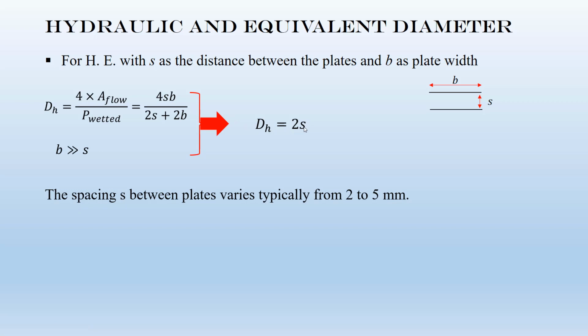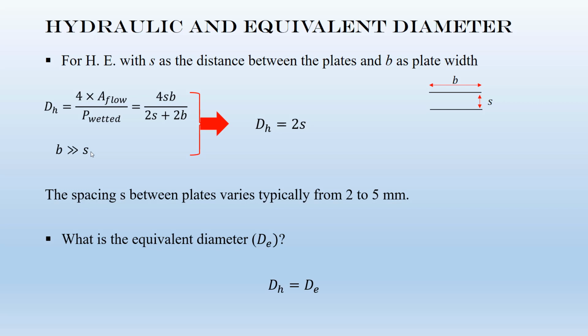If you use the definition for the equivalent diameter, and again you assume that B is much bigger than S, you will see that D_equivalent equals 2S. So from here, you can conclude that D_hydraulic equals D_equivalent for the plate heat exchanger. So for the plate heat exchanger there is only one diameter, and you just need to calculate one Reynolds number.